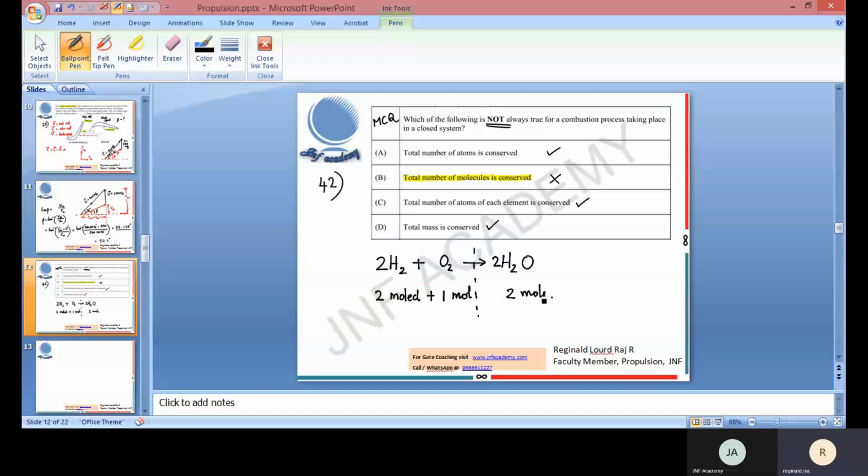So definitely the number of molecules is not conserved. Before the reaction happened, there were 3 molecules, 2 hydrogen molecules and 1 oxygen molecule. But after the reaction is over, you see only 2 molecules of water. So the 3 molecules became 2 molecules. Where did the 1 molecule go? It is not conserved, need not be conserved. As simple as that. Even if you could have thought of this simple counter example in the exam, you could have got the 2 marks.